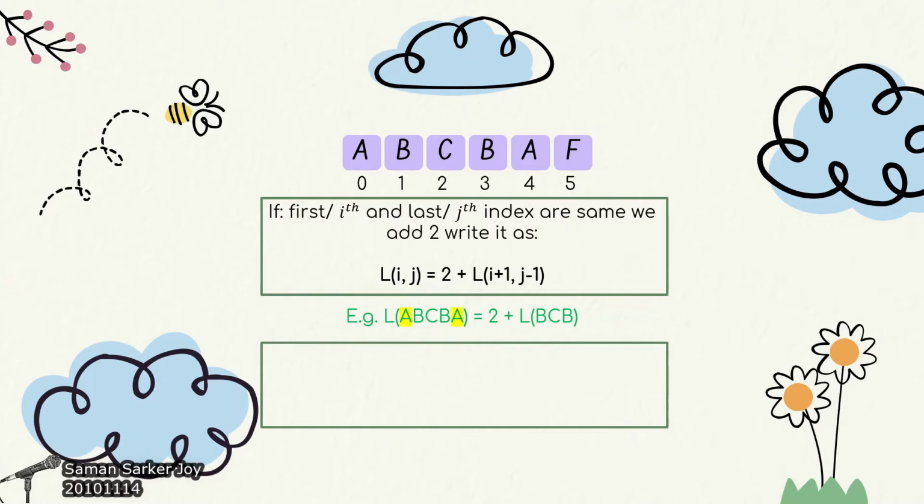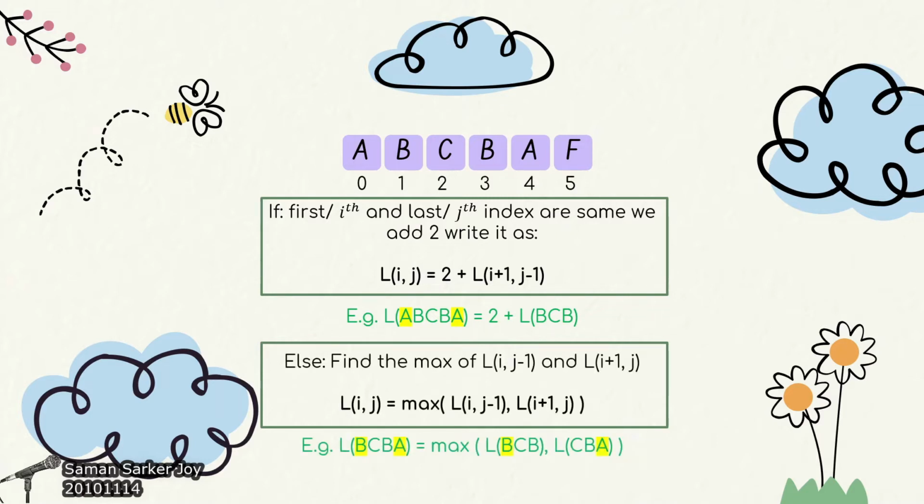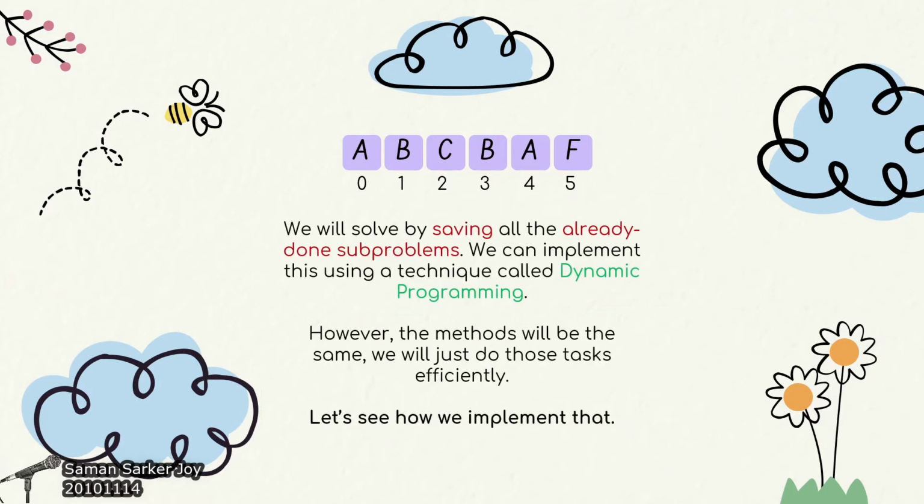Here is an example to show how this works. If not the same, we put the maximum of L of i, j minus 1 and L of i plus 1, j's value. Here is another example to show how this block works. In this DP method, the already solved subproblems are saved, and that's why it's actually sophisticated.